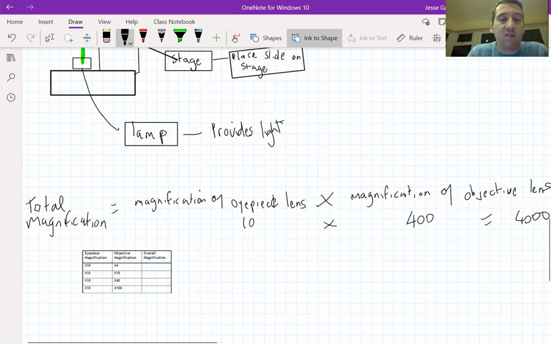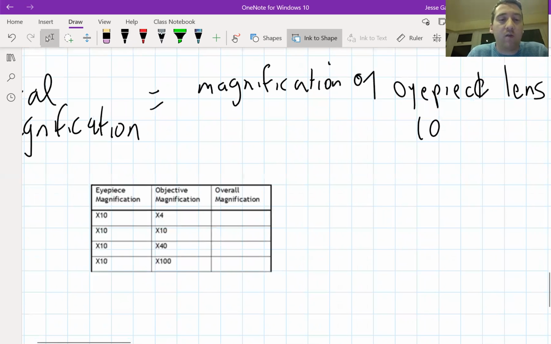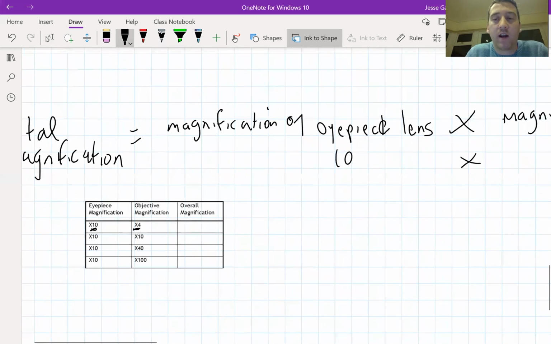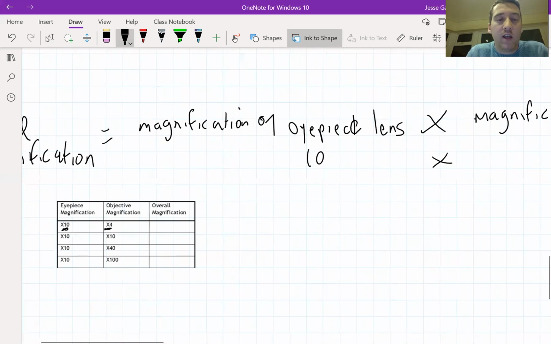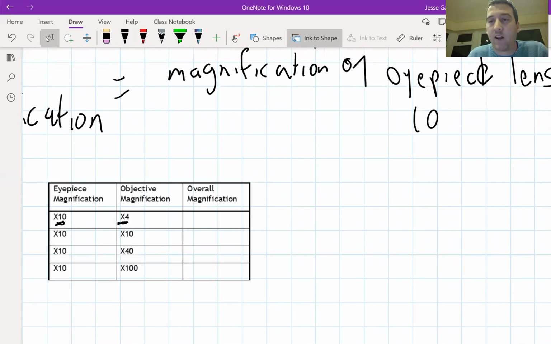I'm going to give you a few to do now. I'm going to do the first one here for you. As you can see, we've got an eyepiece, which is 10, and an objective, which is 4. So we've got an eyepiece magnification of 10 and an objective magnification of 4. What's the total magnification? What did I do up here? I did 10 by 400. For this one, I need to do 10 by 4. On my calculator, I'm doing 10 by 4. That gives me 40. Total magnification equals 40.